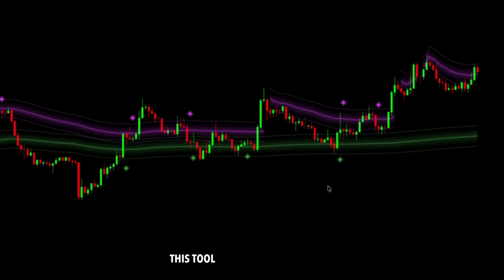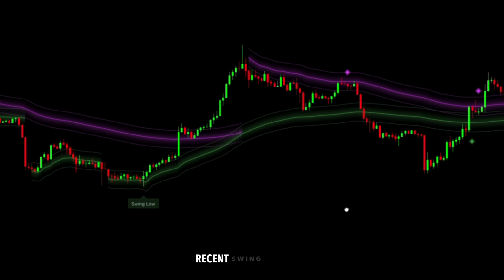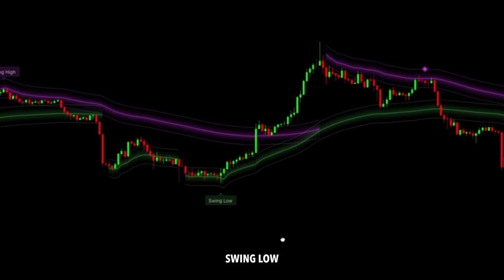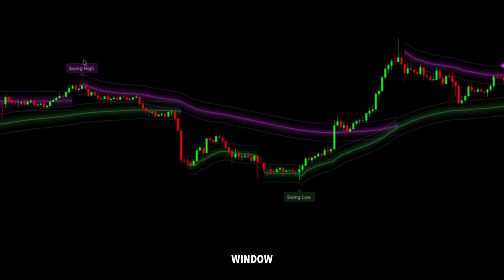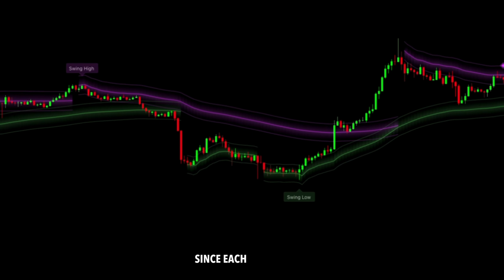Here is what makes this tool particularly powerful. The indicator continuously tracks three key elements. First, it identifies the most recent swing high and swing low over a configurable swing window. Second, it calculates how long price has been developing since each swing point. And third, it creates dynamic moving averages whose length grows with the swing itself.